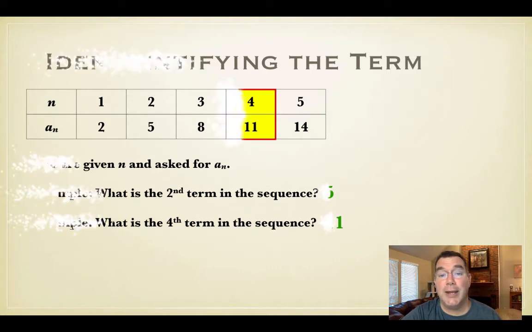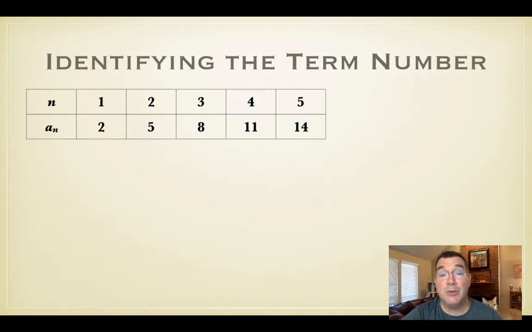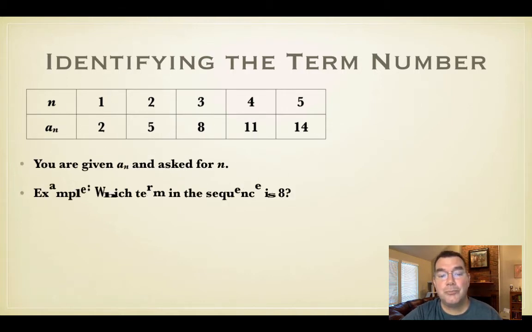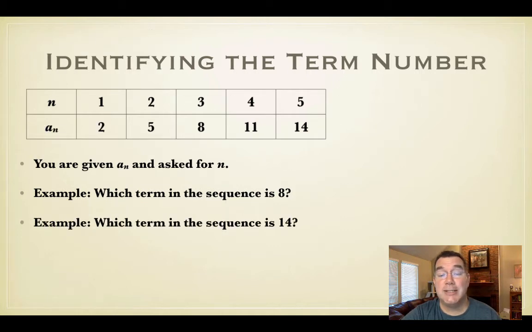And of course, the other way is I give you the term that's in the sequence and you tell me what number it is, what position it is in that sequence. So I could ask you which term in the sequence is 8 or which term in the sequence is 14. So to answer the first question, I'm going to look in the table, but now I'm going to look in the an row and I'm going to look for the number 8. And there it is. The number above it is 3. So that means that the number 8 must be the third term in the sequence.